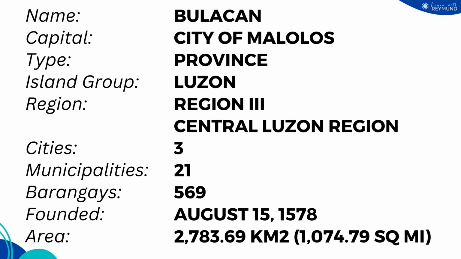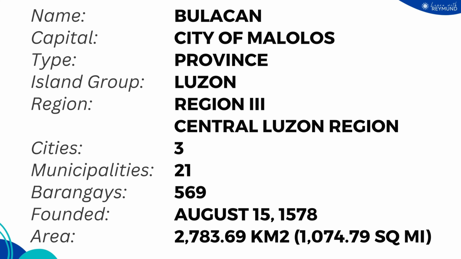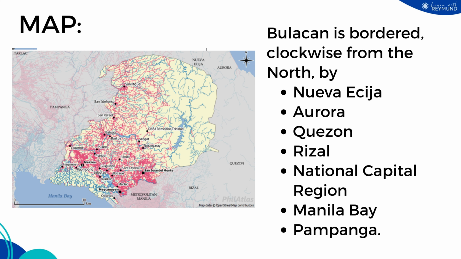The total land area is 2,783.69 kilometers squared or 1,074.79 square miles. The province of Bulacan is bordered clockwise from the north by Nueva Ecija, Aurora, Quezon, Rizal, National Capital Region, Manila Bay, and Pampanga.